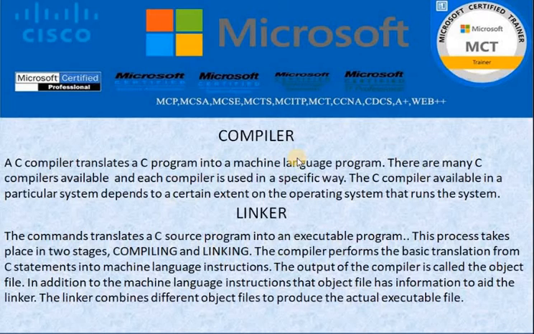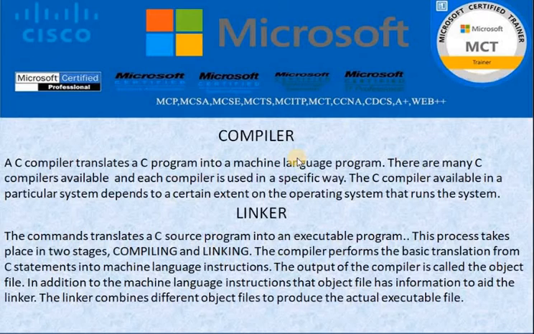That means there comes the use of the linker. Now the compiler performs the basic translation from C statements into machine language. That means when the set of instructions is provided in the form of your C programming language, there is a compiler, which we have already seen works as a translator. So simply it translates that. But what about the output that you obtain after the compiler has worked? That's known as an object file. In addition to the machine level language instructions, that object file has information for the linker.